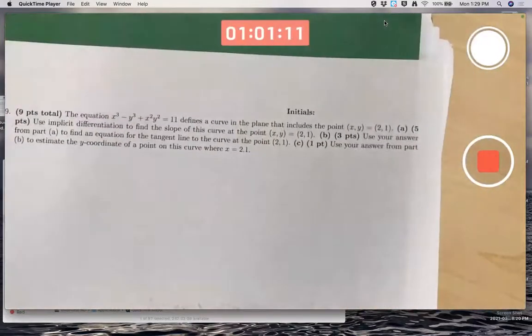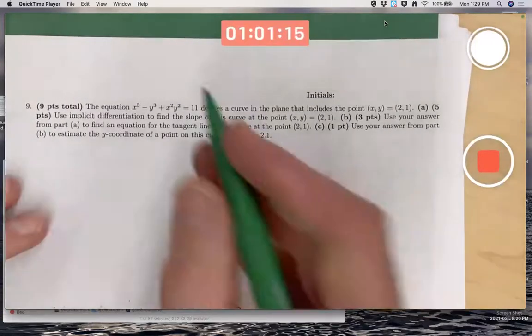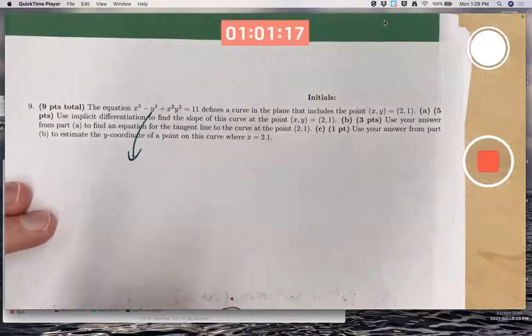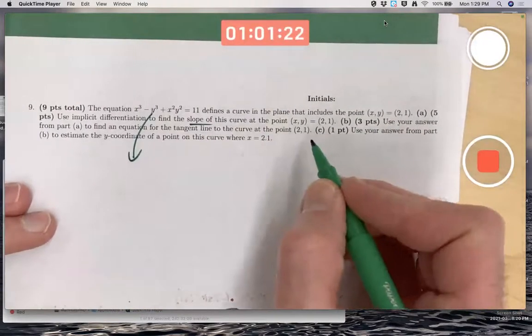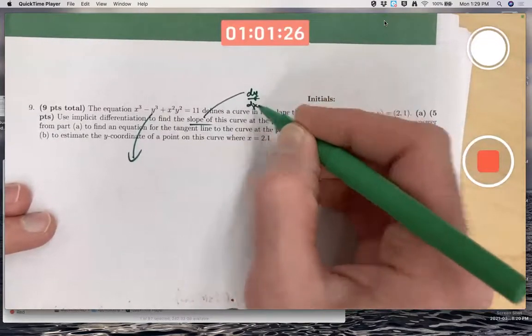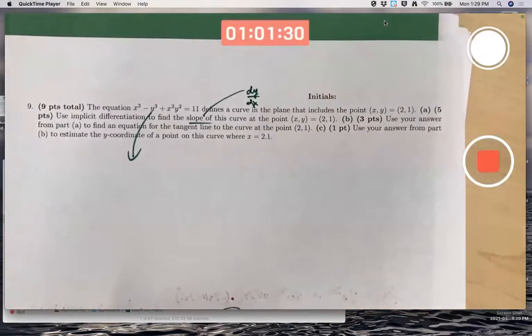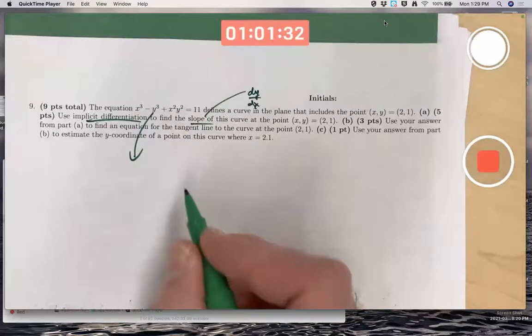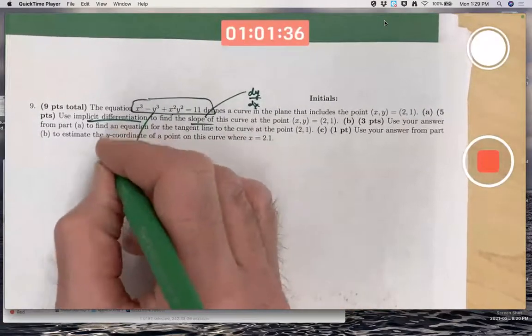Implicit differentiation was something we talked about. I'm going to go really quick here. We're trying to find dy/dx, the slope. We need to assume y is a function of x. Use implicit differentiation. You assume this equation defines implicitly y as a function of x.